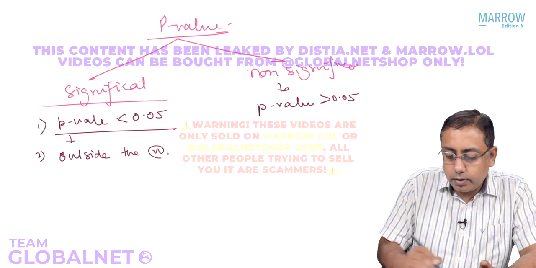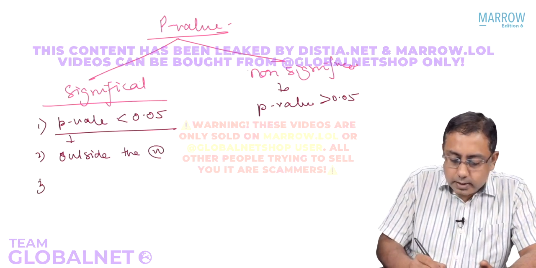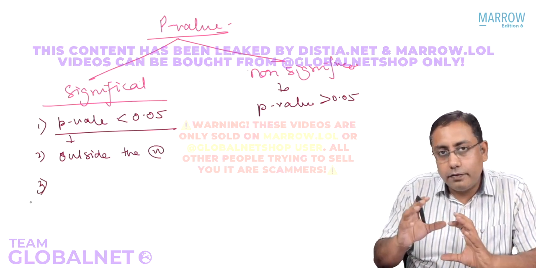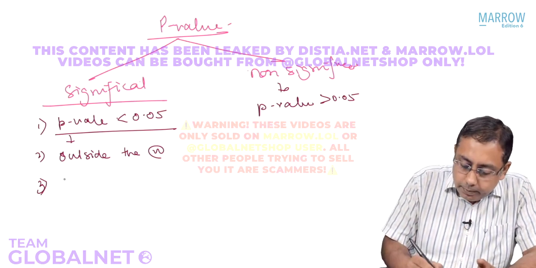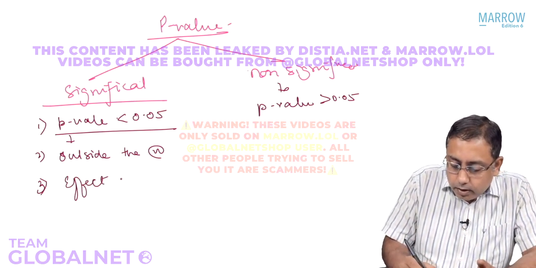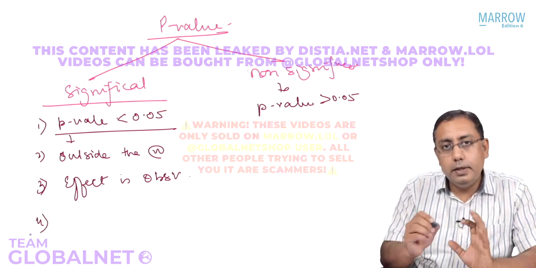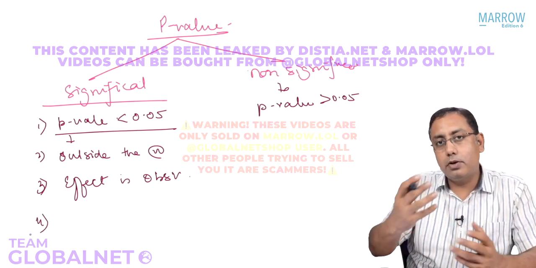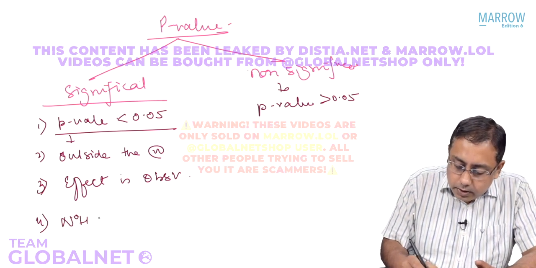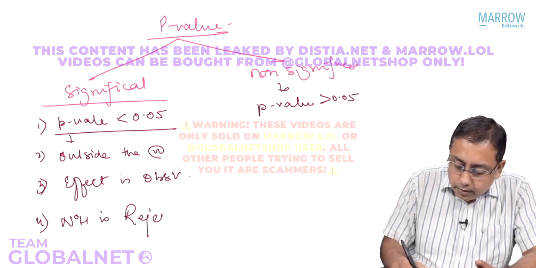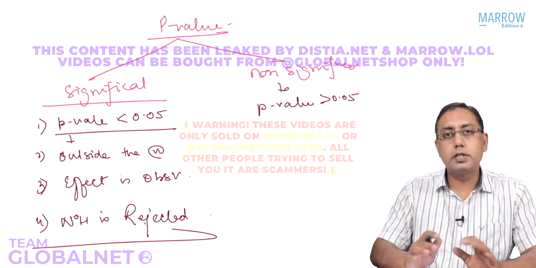Outside the normal zone, and if it lies outside the normal zone, that means the effect is observed or not observed? It means the effect is observed, or the effect is found. If the effect is found, that means what? The null hypothesis should be accepted or rejected? The null hypothesis is rejected.